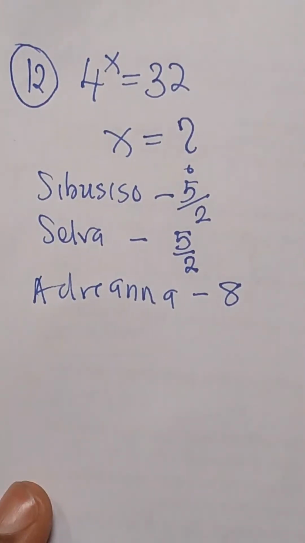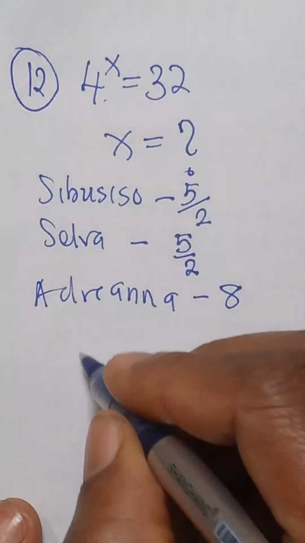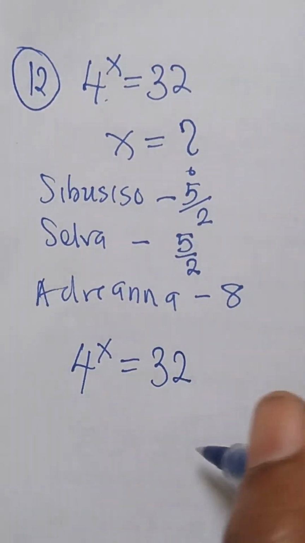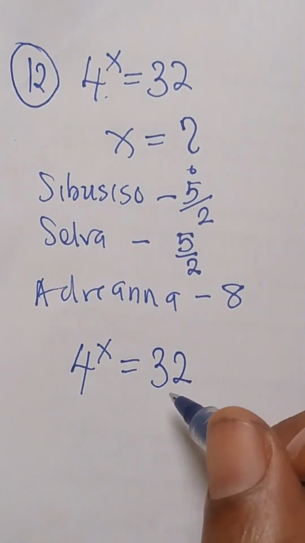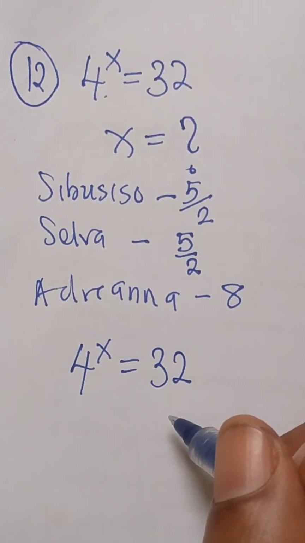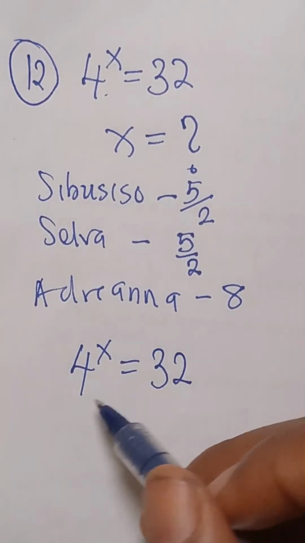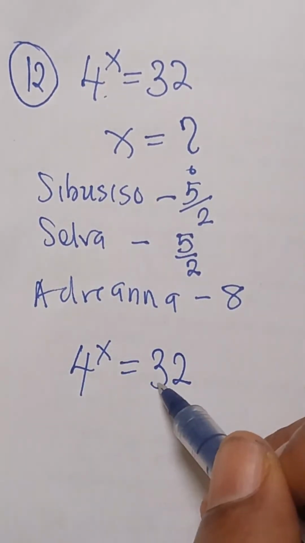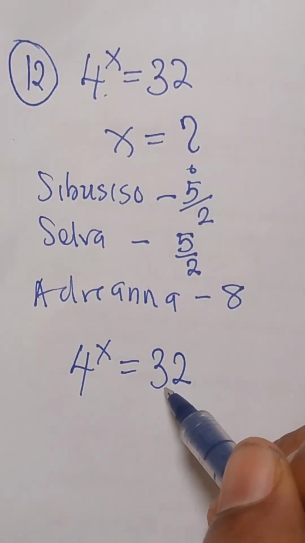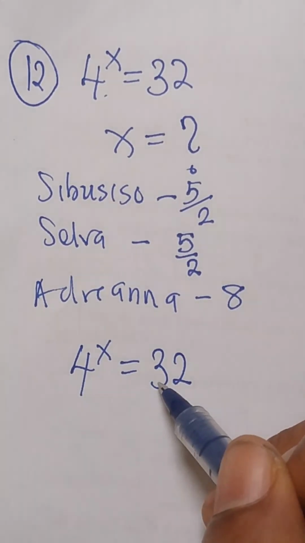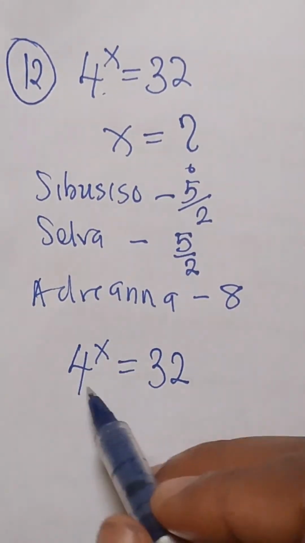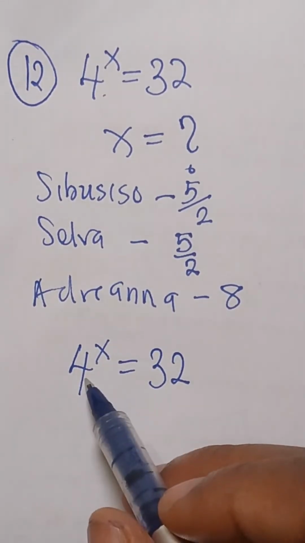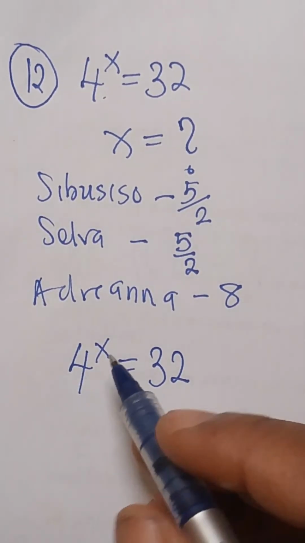Okay, let me solve this. So we have 4 to the power x is equal to 32. First thing we do is try to find a way to make them have the same base. Now 4 to the power x, and 32 is not a perfect square. So find a way to make them have the same base. Now we know that 4 is equal to 2 squared.